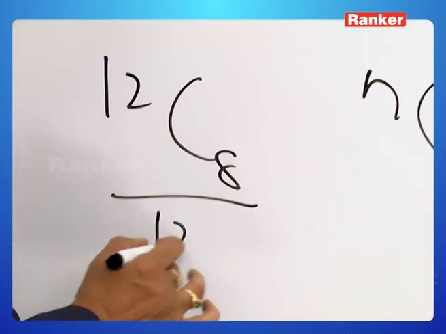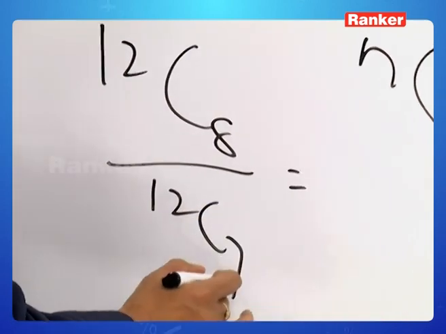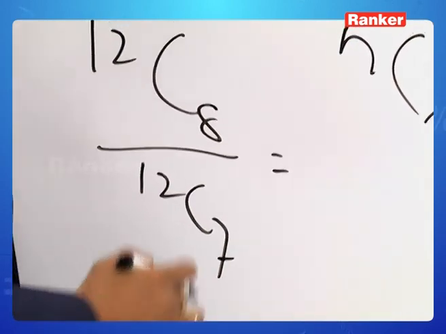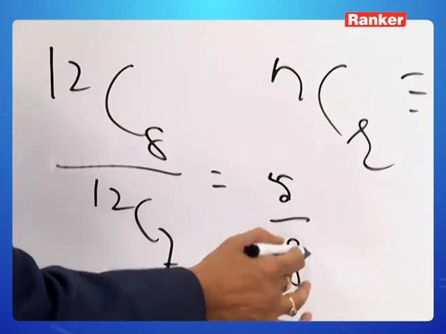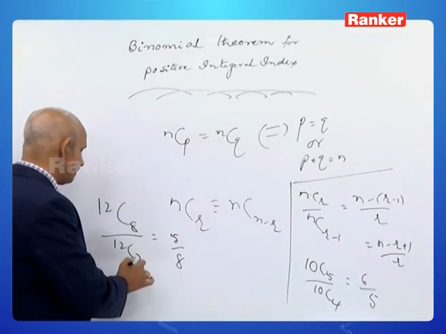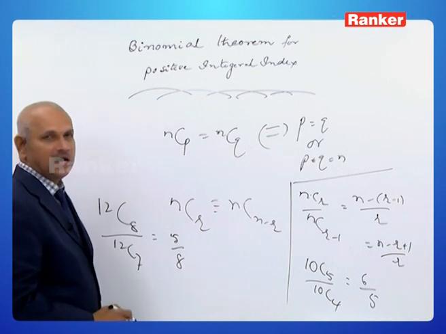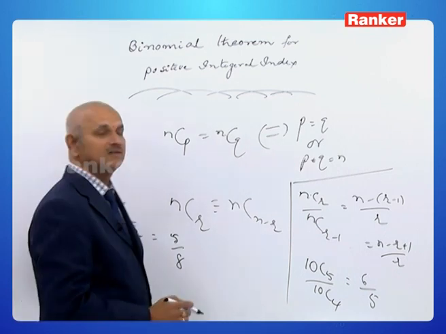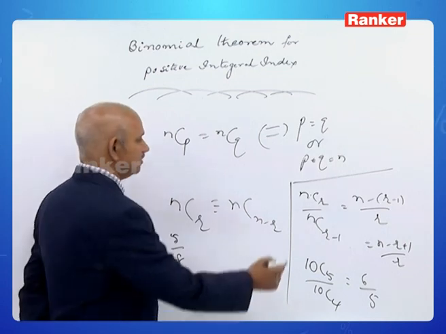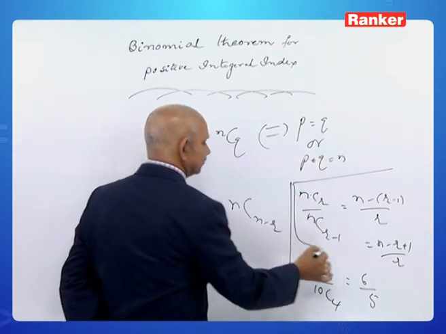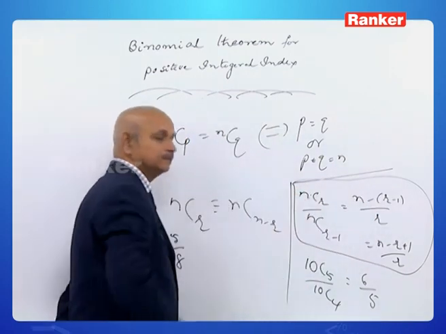12C8 by 12C7. How can you get it simplified? 12 minus 7 is 5, by 8. 12 minus 7 by 8. And the basic formula, or rather result, which we use is this. So this is also a beautiful result.